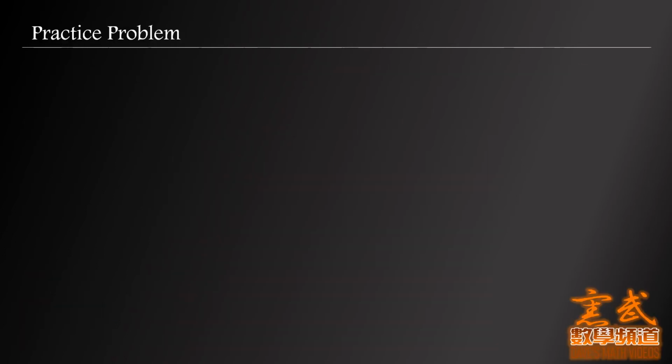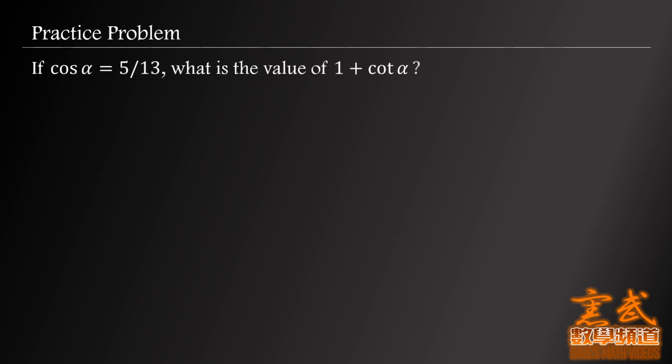Now let's move on to doing some practice problems. If cosine of A is equal to 5 over 13, what is the value of 1 plus the cotangent of A? And the choices they give us are 12 over 5, 17 over 12, 13 over 5, or 17 over 13.